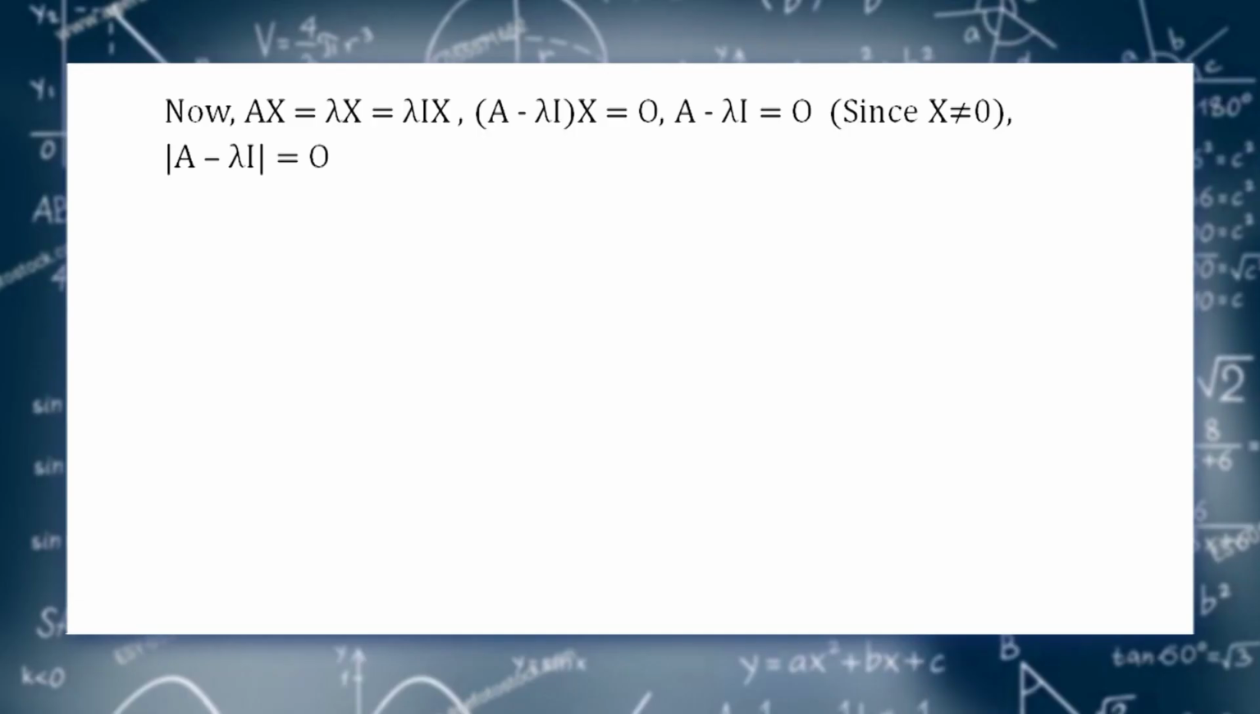Now, Ax will be equal to lambda x. Lambda x can be represented in the form lambda into I into x, where I is the unit matrix of the same order as A. So, A minus lambda I into x will be equal to 0, and A minus lambda I will be singular since the eigenvector x is not equal to 0. So, the determinant of A minus lambda I will be equal to 0, or null matrix representation. So, this is the characteristic equation to find the eigenvector: A minus lambda I into x, where x represents the eigenvector or characteristic vector.